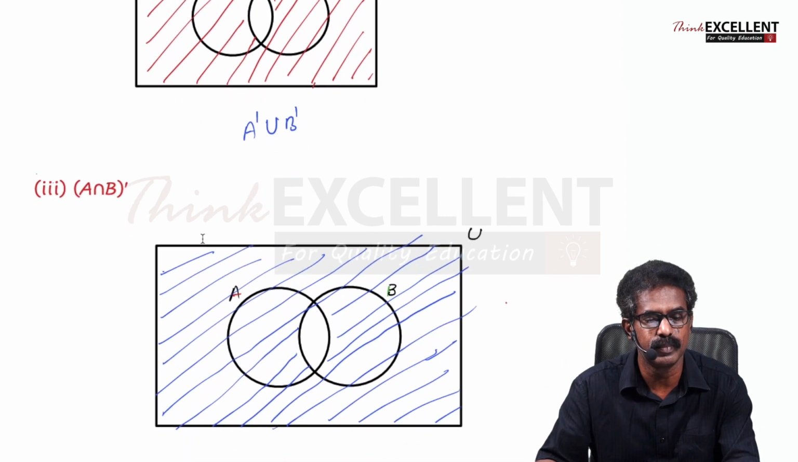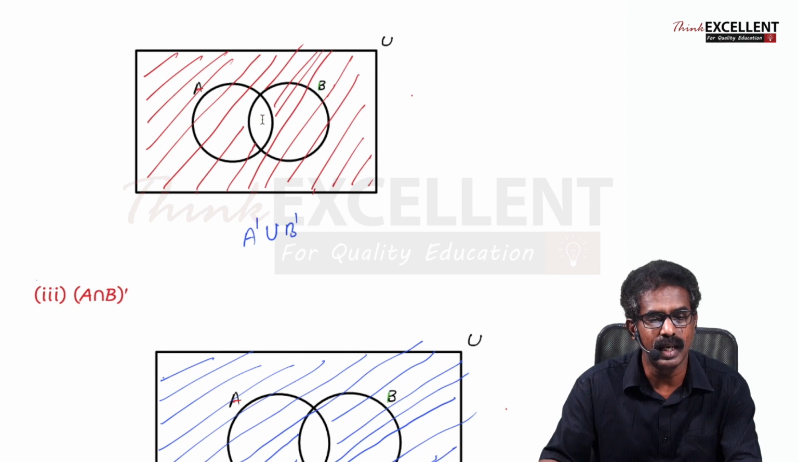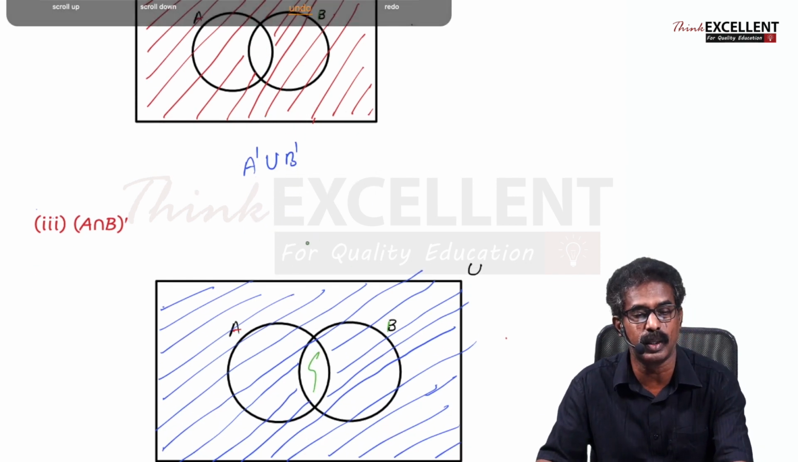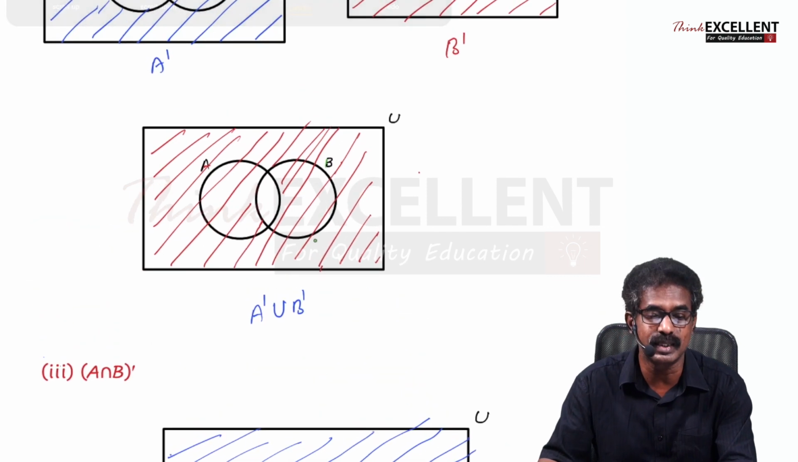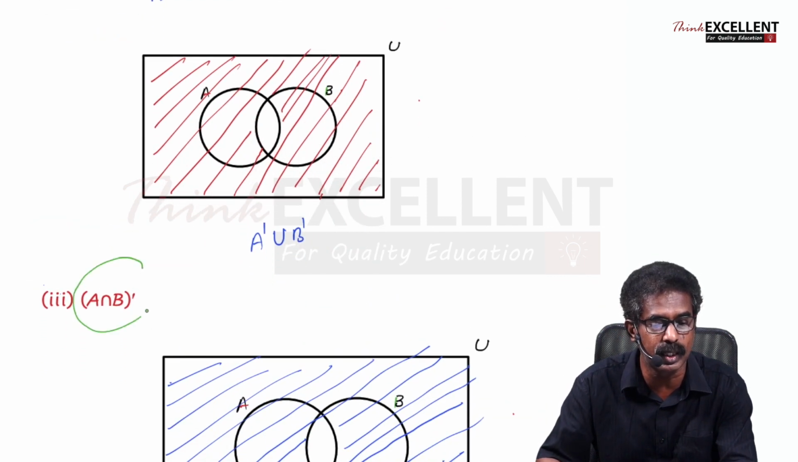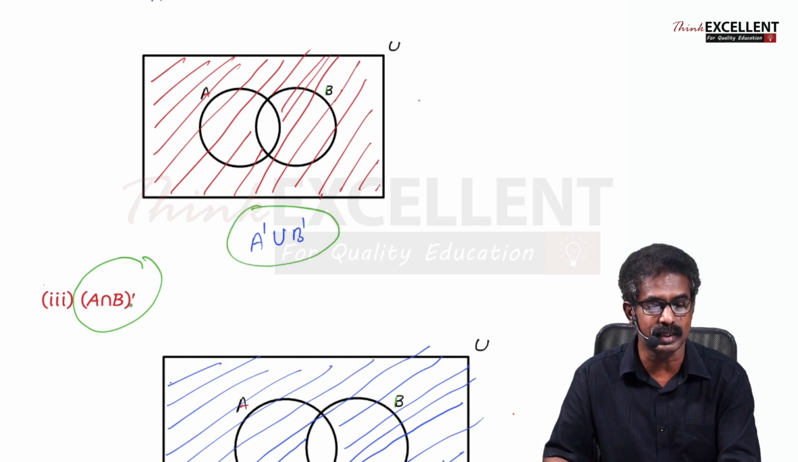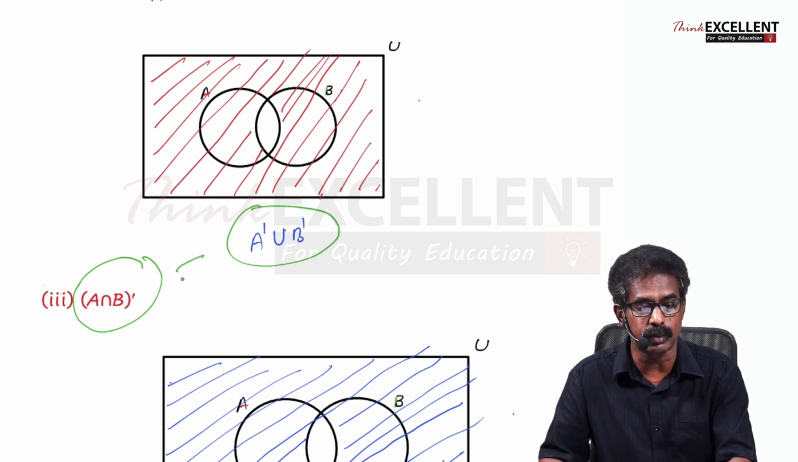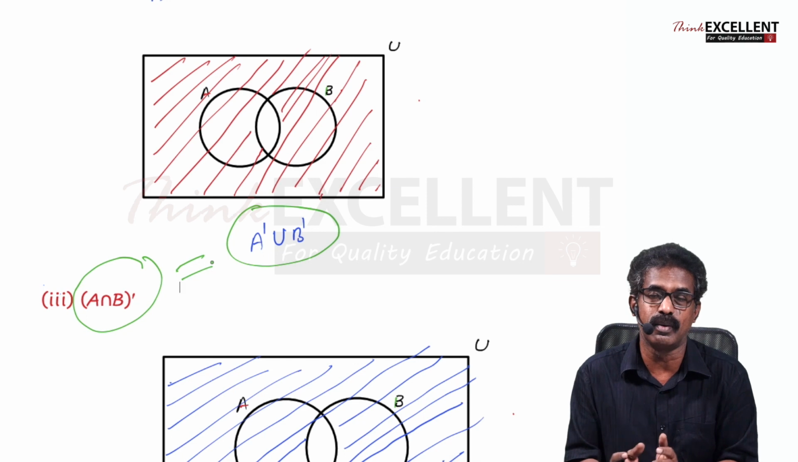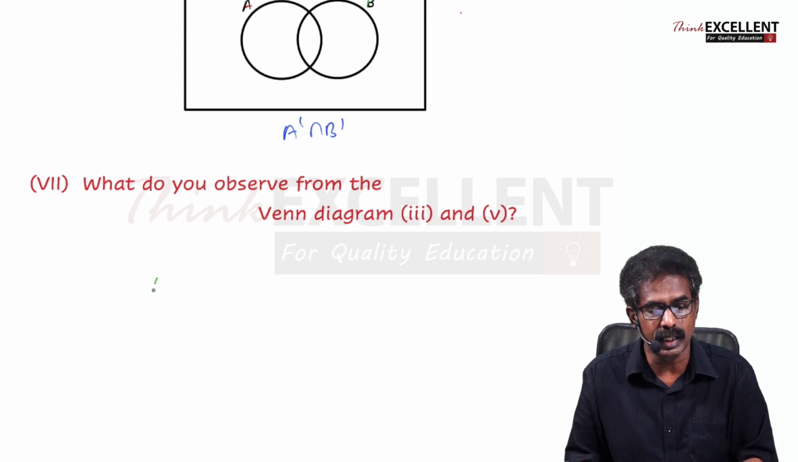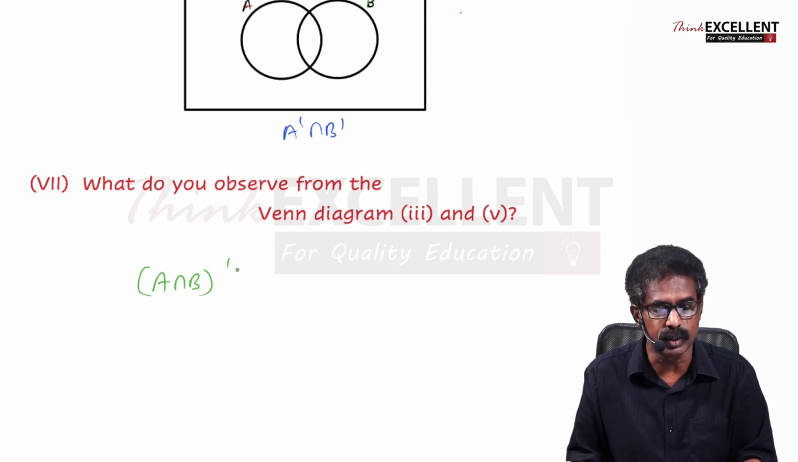Are they same? Yes, in both the cases we left this middle portion, right? This middle portion left out, here also the middle portion left out. All other portions we shaded. So what did you understand from these two? Both the values are same. The third one is A intersection B the whole dash, the fifth one is A dash union B dash. So they are equal. A intersection B the whole dash is equal to A dash union B dash. This is our conclusion.